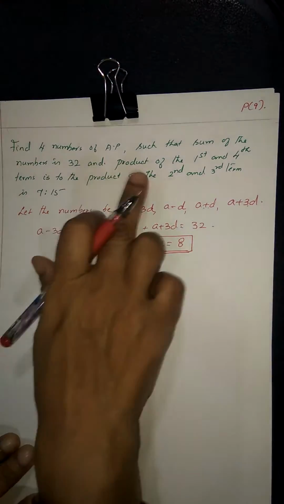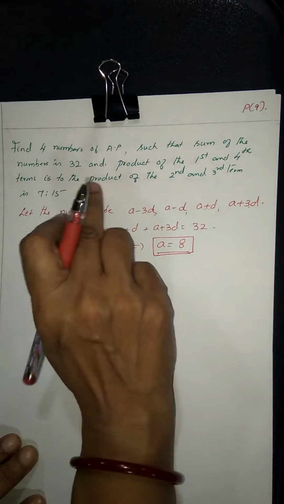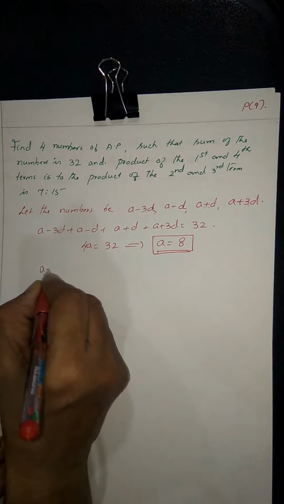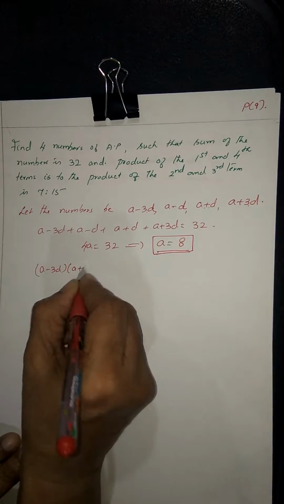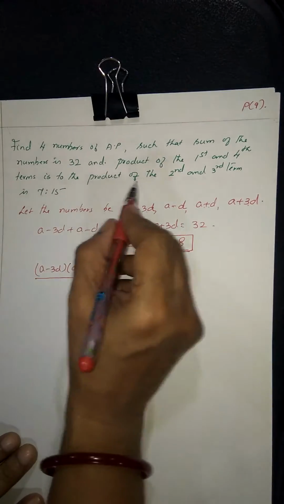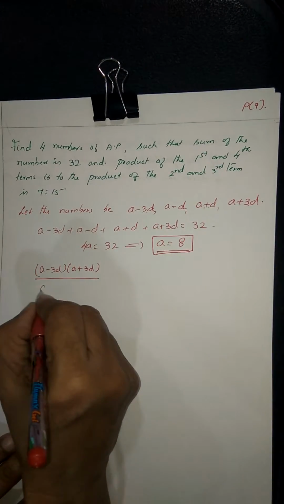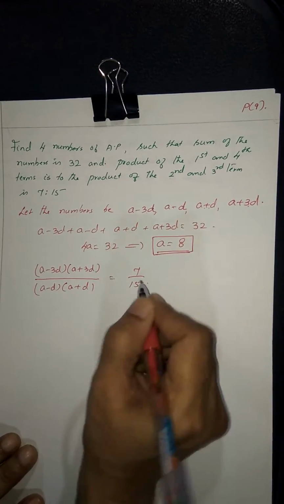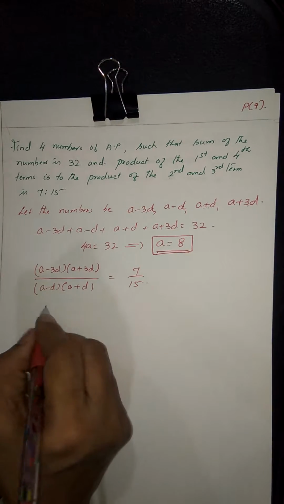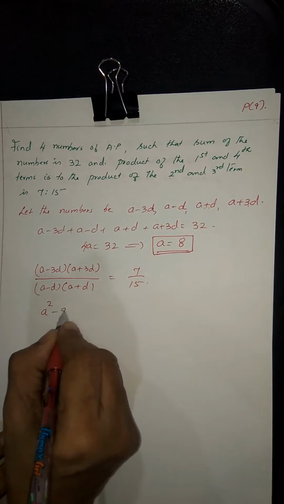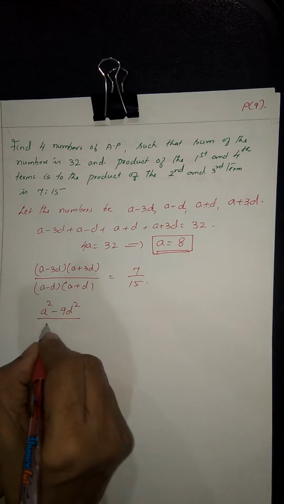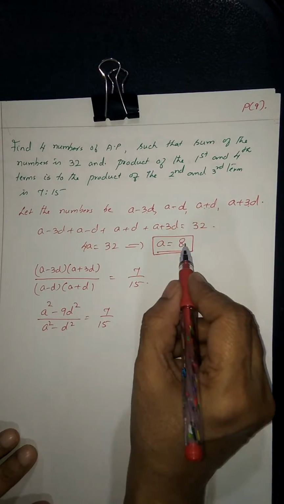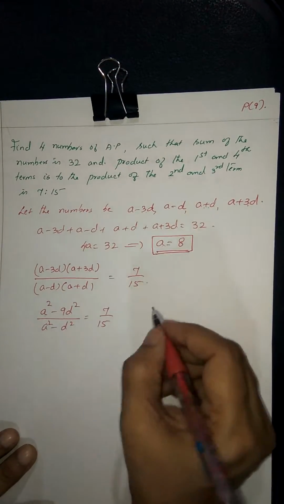Now it is given the product of the first and the fourth is to the product of the second and the third as 7 by 15. So first and fourth will be a minus 3d into a plus 3d by the product of the second and the third, a minus d into a plus d, is equal to 7 by 15. So you get this in the a minus b into a plus b format. So it becomes a squared minus 9d squared by a squared minus d squared is equal to 7 by 15.